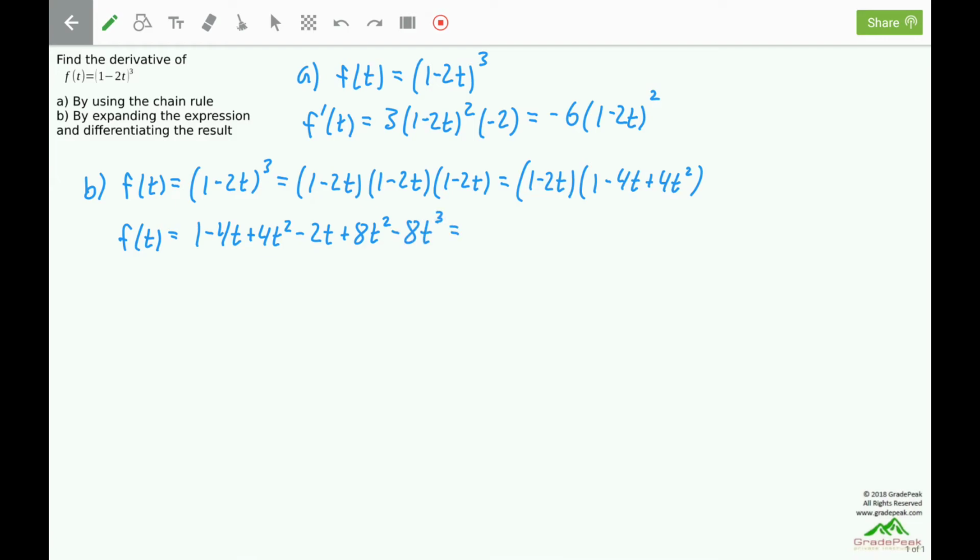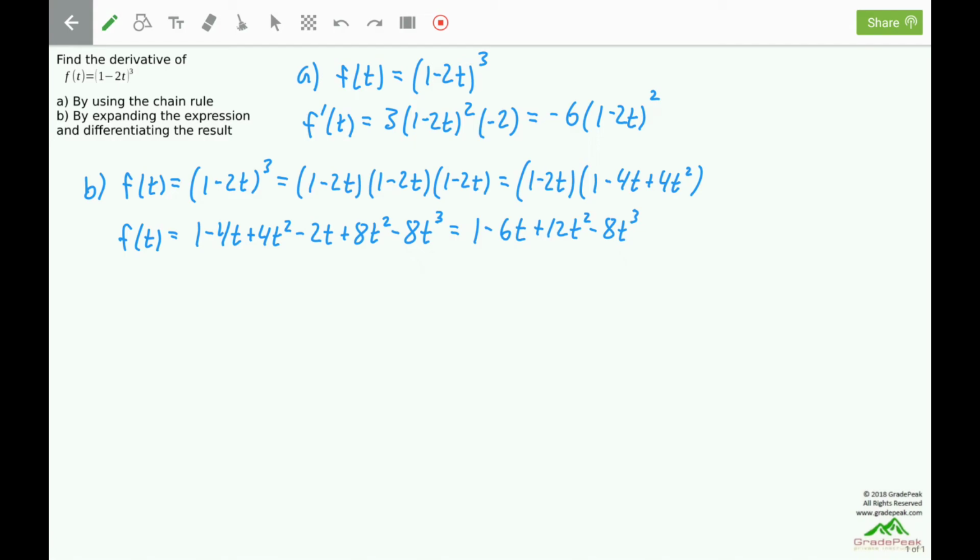Let's combine together like terms. There's only one constant, 1. There's a negative 4t and a negative 2t. Combine those two. Negative 4 minus 2 is negative 6t. There's 2 t squared terms. There's a 4t squared and an 8t squared. 4 plus 8 is 12t squared. There's only one t cubed term, negative 8t cubed.